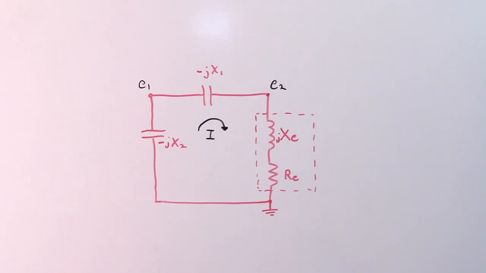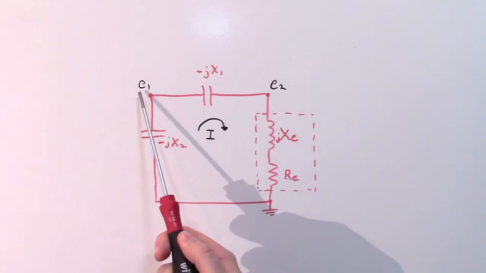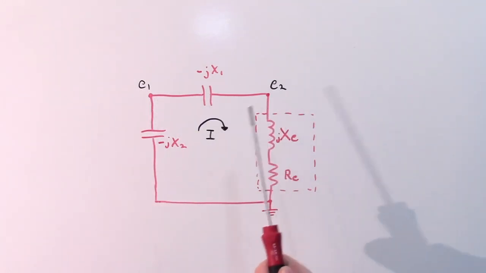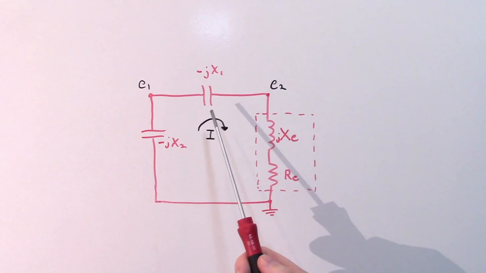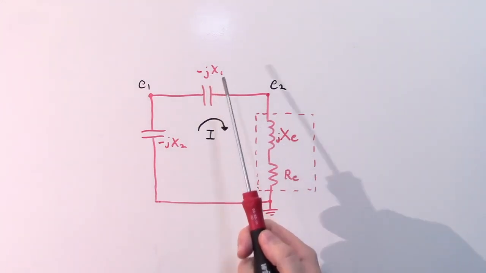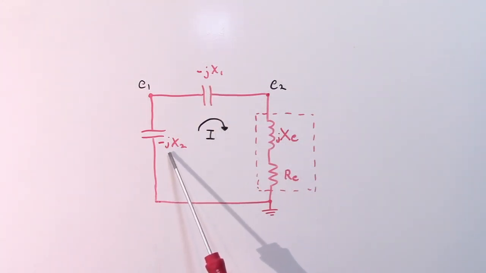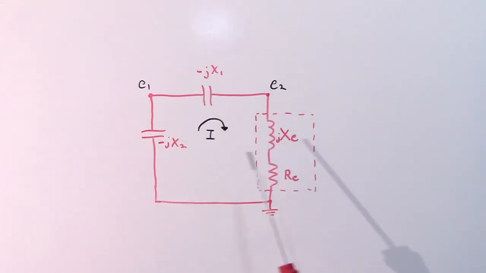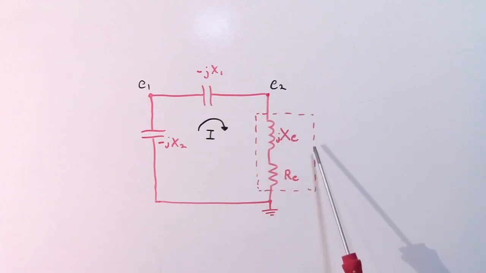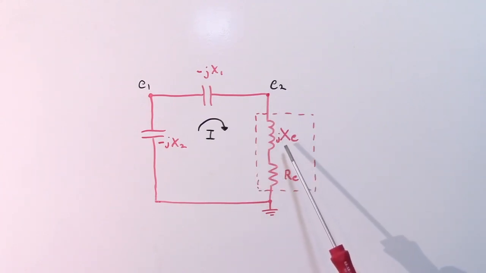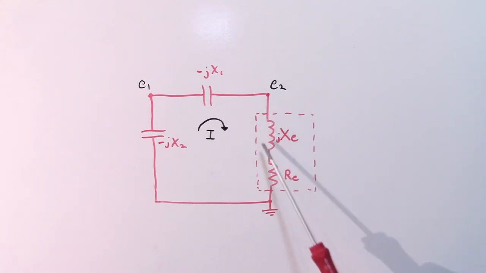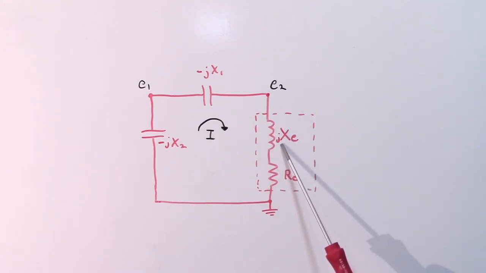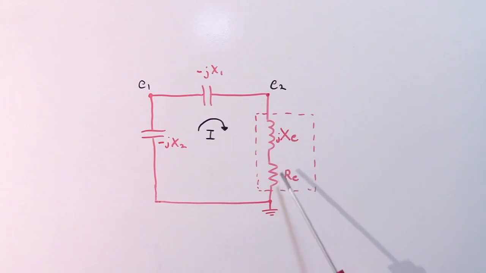So let's take a look at the feedback network in isolation to understand how it works. We have an input voltage E1 and an output voltage E2. We have the capacitive reactances of C1, which is JX1 here, and C2, which is JX2 here. These are capacitive reactances, so they are negative. And of course we have the crystal. Now the crystal, as I mentioned before, is going to be operating primarily as an inductor. So it has an inductive reactance here, JXE, and it also has some internal losses represented by RE here as well.